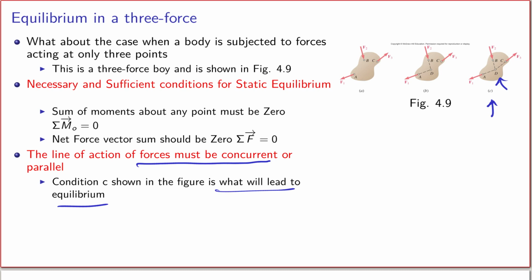It also turns out for the three-force system that the forces can also have a parallel line of action. Okay, so that's the other condition that is required. So if you achieve one of these two conditions, either forces are concurrent or the lines of action are parallel, then you can have equilibrium in a three-force body.